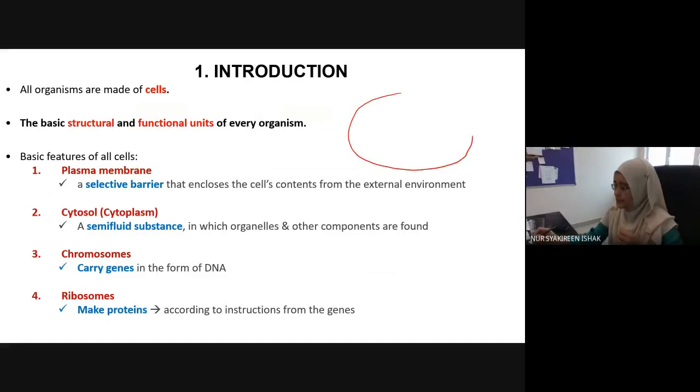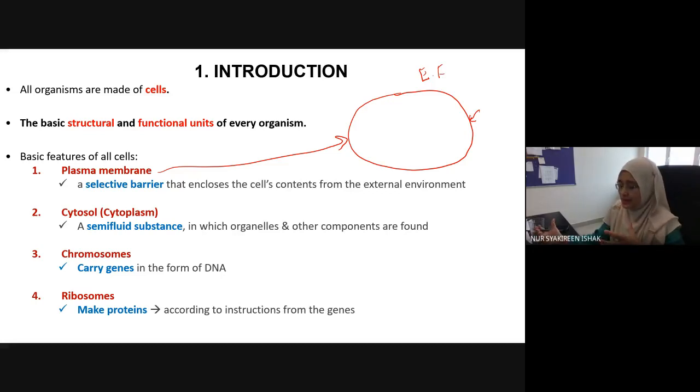So this is a cell. Outside you have the extracellular fluid, the fluid outside of the cell. Then this is the plasma membrane, the selective barrier that separates the components within the cell from the outside. Inside you have the nucleus, and the fluid within the cell, here, is the cytoplasm or the cytosol.